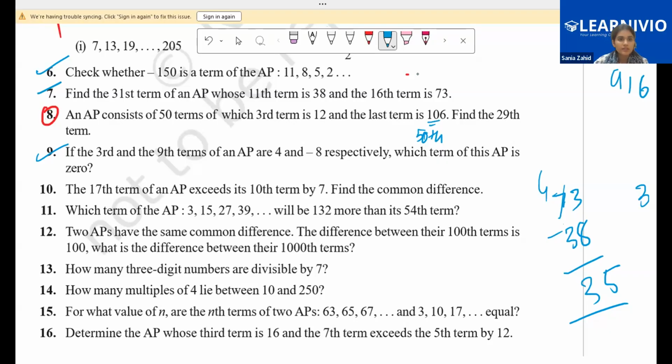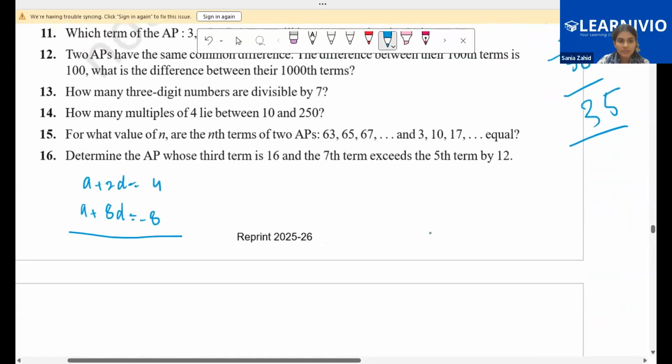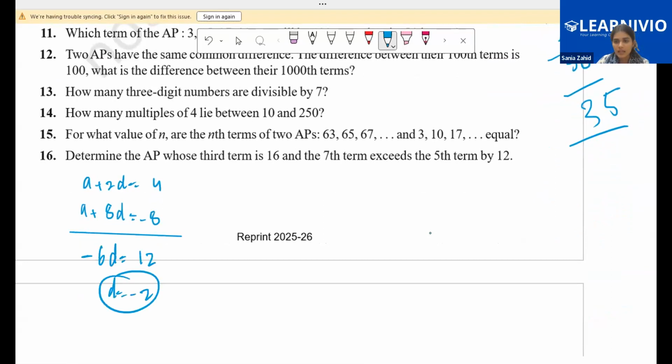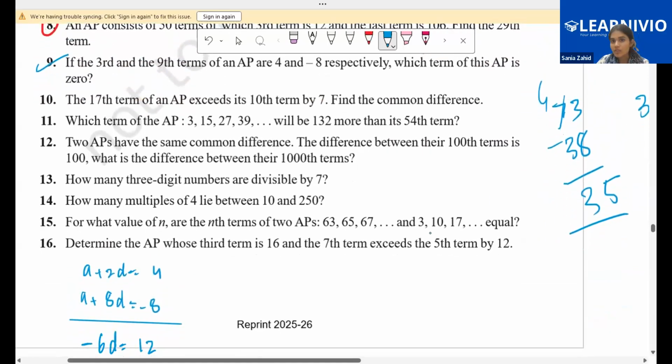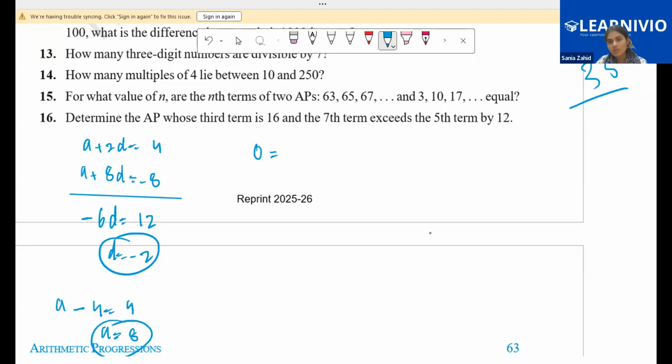Let's check. Third term is 4, so a plus 2d is 4. And ninth term is minus 8, so a plus 8d is minus 8. So we subtract again. We get minus 6d equals 12. D is minus 2. A is only 0, but we'll still solve further. Which term of the AP is 0? So let the nth term be 0. A minus 4 is 4, so A is 8.